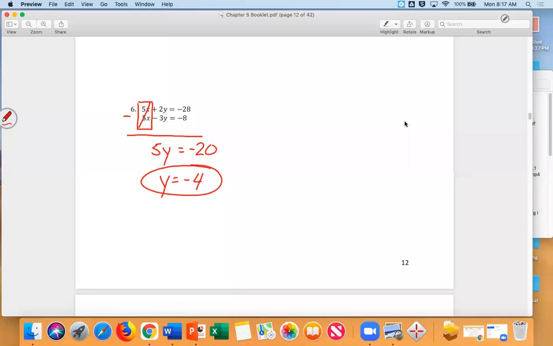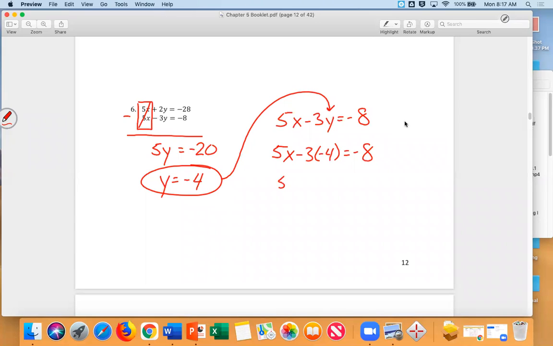Now, y equals -4. I'm going to choose the bottom equation. Why not? I'm going to replace y with -4. So 5x minus 3 times -4 equals -8. So 5x plus 12 equals -8. Subtract 12. 5x equals -20. x equals -4. So I got my answer of -4, -4.